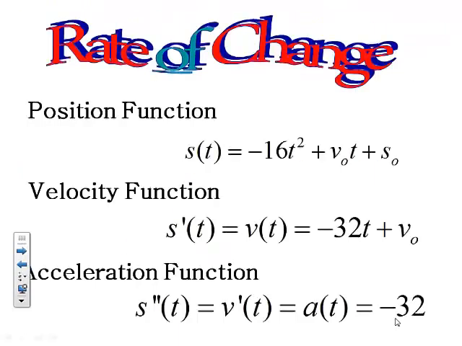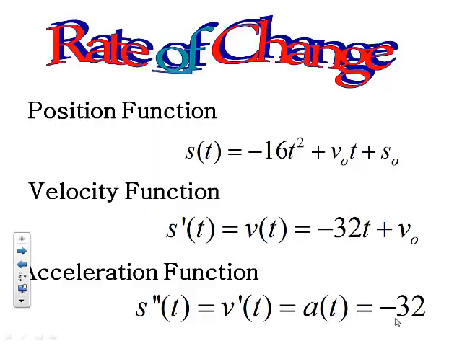As long as we're on Earth, we always use gravity to be negative 32 feet per second. This is not physics class. We're not going to do things in meters. We're going to stick with feet per second. So we're going to use negative 32 feet per second for gravity, so 1/2 of that would be negative 16t squared. That's our position function at the top.